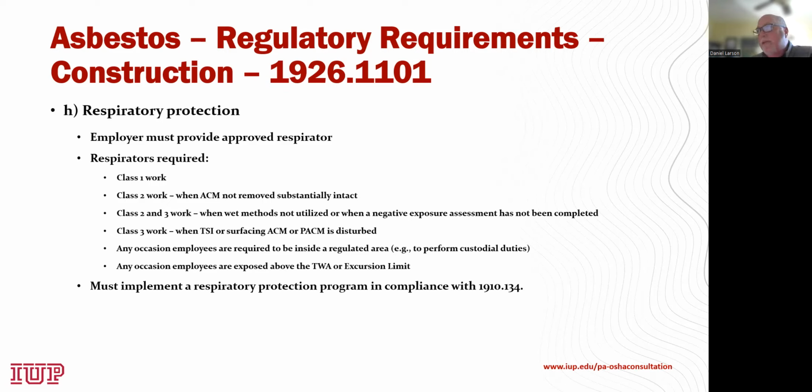Respirators are required during class 2 and 3 work when wet methods are not utilized, or when a negative exposure assessment has not been completed. They're required in class 3 work when TSI or surfacing ACM or PACM is disturbed. They're required on any occasion where employees are inside a regulated area, perhaps to do custodial duties, or any occasion where employees are exposed above the TWA or excursion limit. You must also implement a respiratory protection program in compliance with 1910.134.